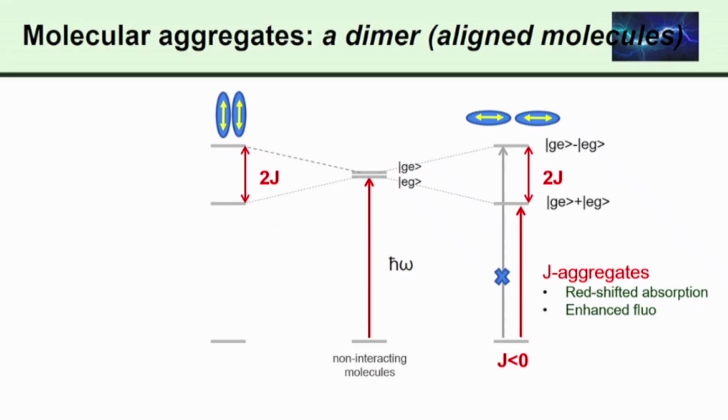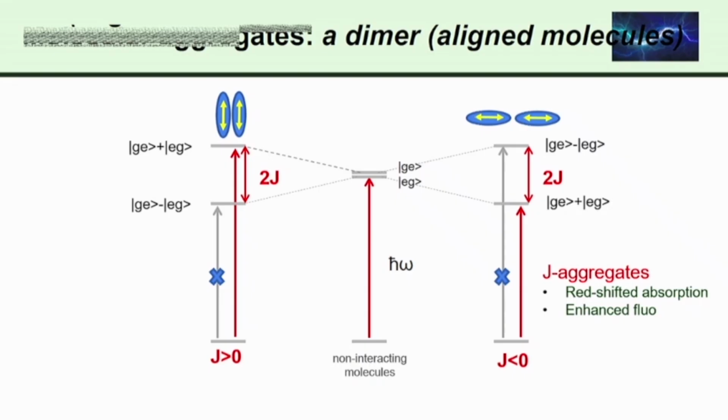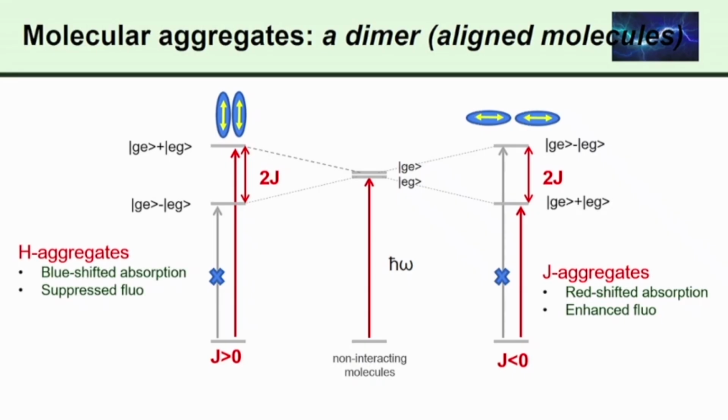We can have a different geometry. If we are in this other geometry, of course, again, we have the splitting, but the order of the states is opposite because now we have repulsive interaction. And so now it is the blue state which is the one seen in absorption. So we have what is called the H aggregate, with blue-shifted absorption.